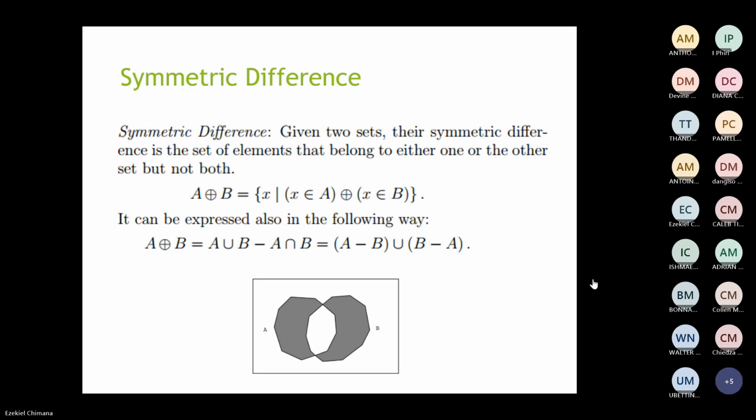Symmetric difference. Given two sets, the symmetric difference is the set of elements that belong to either one or the other set, but not both. Like in the Venn diagram, it is the union of A and B minus the intersection of A and B, which is equal to (A minus B) union (B minus A).